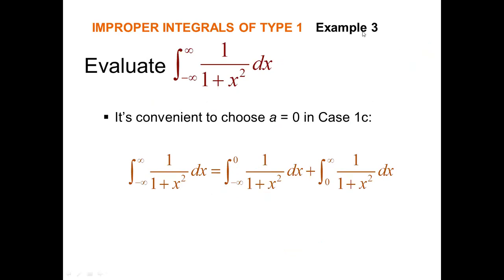Okay, so this is example 3. Both limits are infinite, so type 1, case 3. It's convenient to choose a equal to 0 in case 1C. This is case 1C, all the limits of integration being equal to infinity. Now you may wonder why. Why of all numbers is a 0? This is a, when we split this one into two integrals, and it was assigned a value of 0.